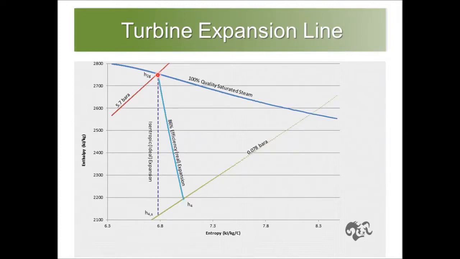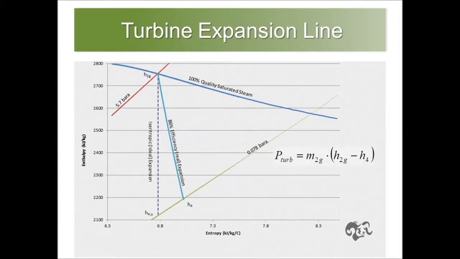The vertical line that runs from the intersection of the saturated steam pressure line and the separator pressure line down to the condenser back pressure represents the idealized 100% efficiency turbine expansion, while this line next to it represents a more realistic 86% efficiency turbine expansion. The enthalpy at the turbine inlet is shown here as H2G, while the enthalpy at the turbine exhaust is H4, and the idealized 100% efficiency turbine exhaust steam isentropic enthalpy is H4S.